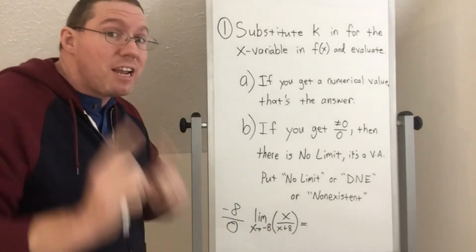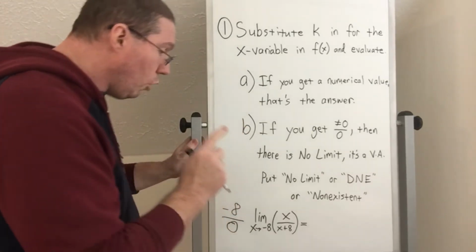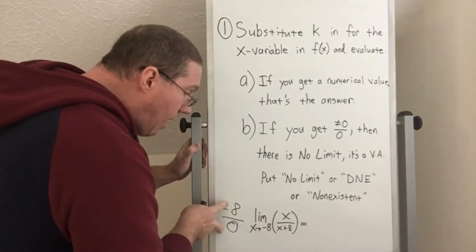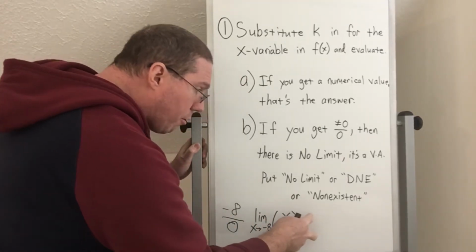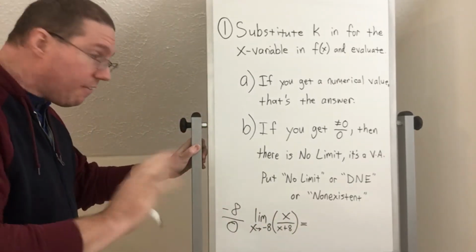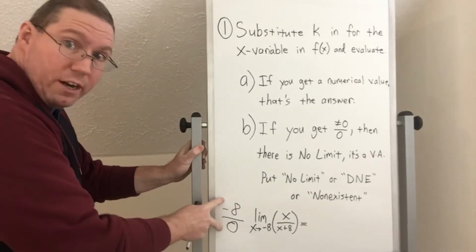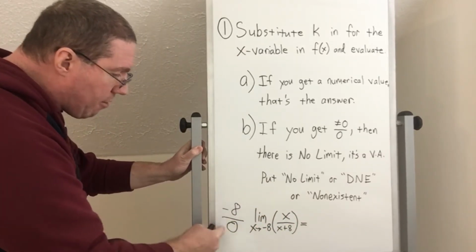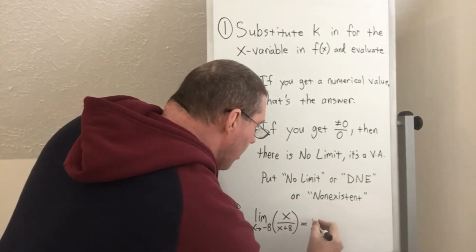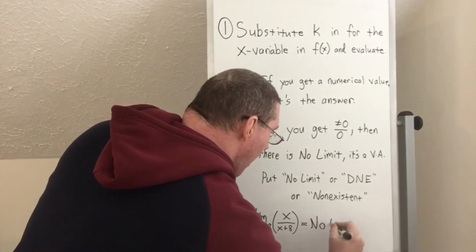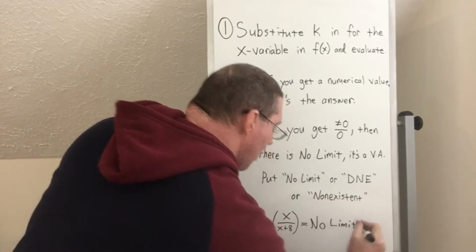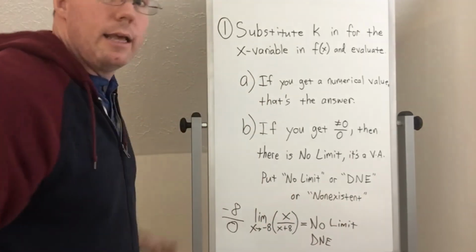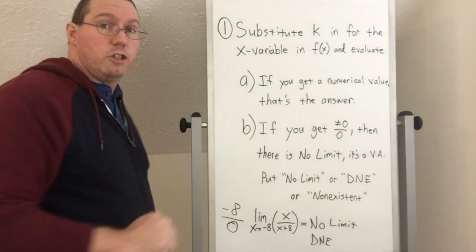Now, let me be very clear about something. You are not going to put negative 8 over 0 over here, because that is not an answer. Negative 8 over 0 is not an answer. That's why I'm doing it all the way over here on the side, okay? Because I've come up with not 0 over 0, the answer is no limit. I'm going to write no limit, or I could write DNE for does not exist, or non-existent. That is the second situation, okay?